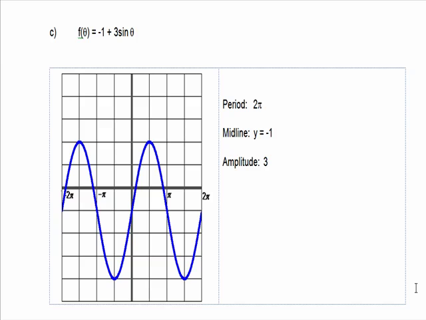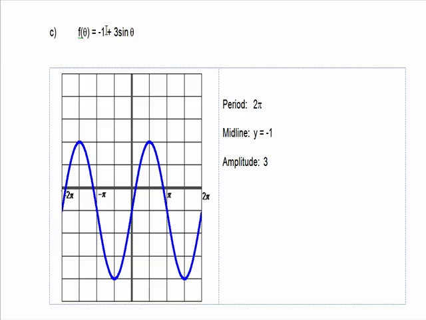Take a look at one last example. C. f of theta is -1 plus 3 sine theta. If I actually graph this, if I put it in my calculator and graphed it, what I would notice is a couple of things have happened. One, this 3 is going to elongate the amplitude. It's going to make my amplitude 3.